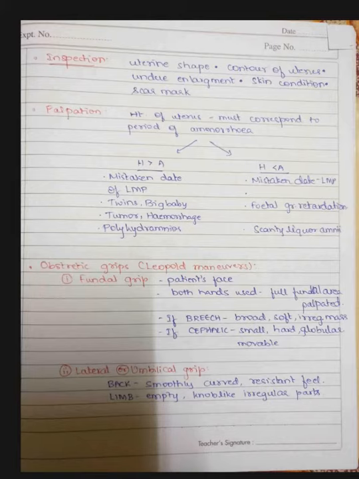That is the inspection. In the inspection you need to examine the uterine shape and the contour of the uterus. You need to check whether it is globular, whether it is distended, and how it is distended, whether uniformly or non-uniformly. Contour of the uterus means checking for the presence of striae gravidarum and linea nigra, and any scars which indicate previous surgeries or previous cesarean deliveries.